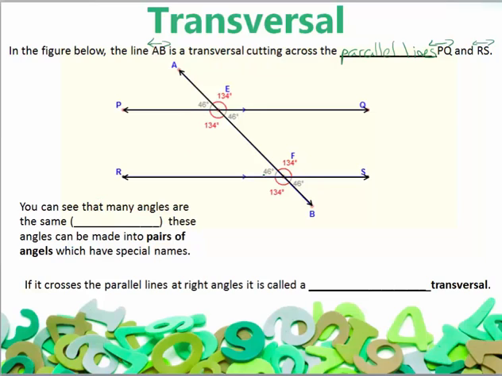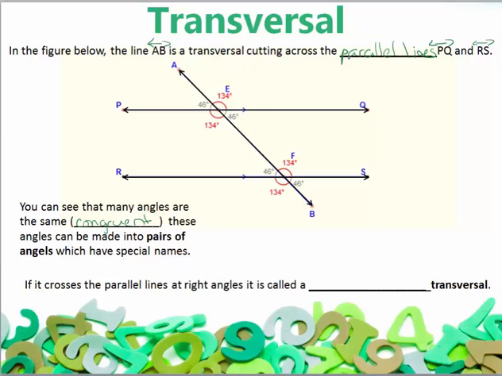And you can see in this example that many angles are the same, which means they're congruent. And that gets to the topic of our presentation. We're going to have corresponding angles and vertical angles and alternate interior angles.